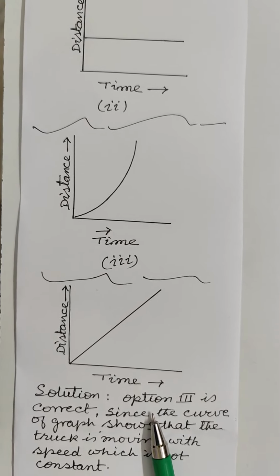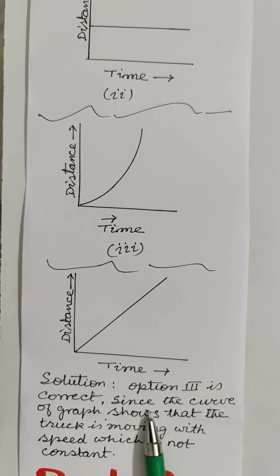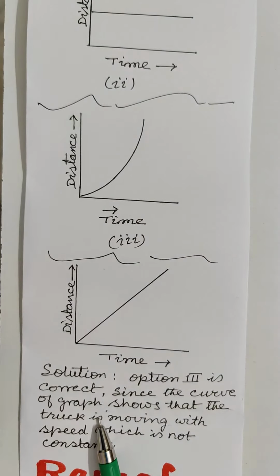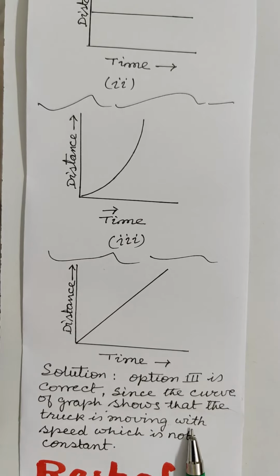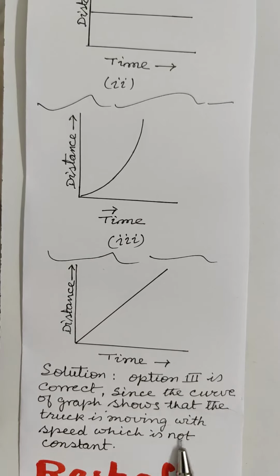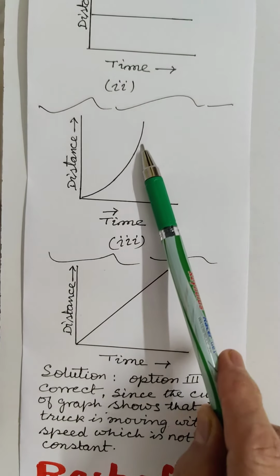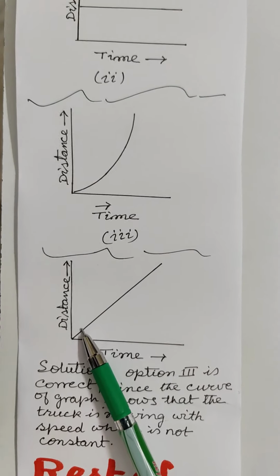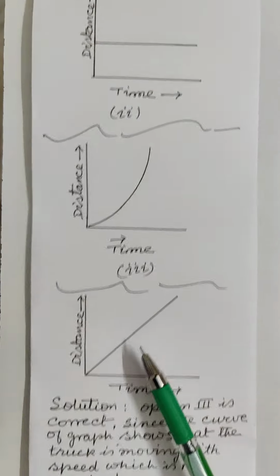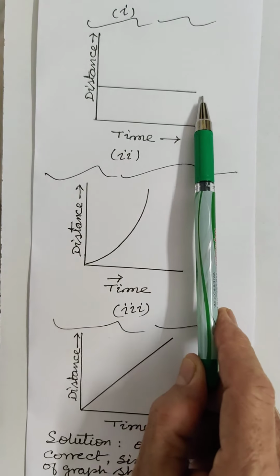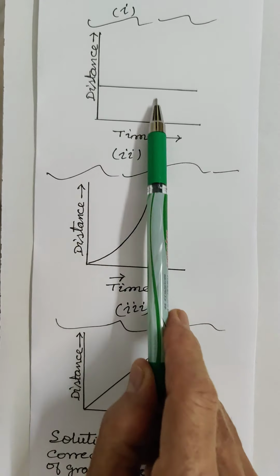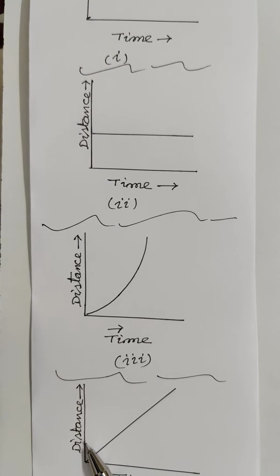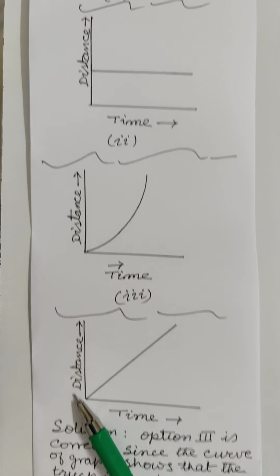Option third is correct, since the curve of the graph shows that the truck is moving with a speed which is not constant. As you see, the speed is increasing, not constant. Here also the speed is constant, and in this case the object is stationary since the distance is not traveled by the object with time. So this way the speed is constant in this case.